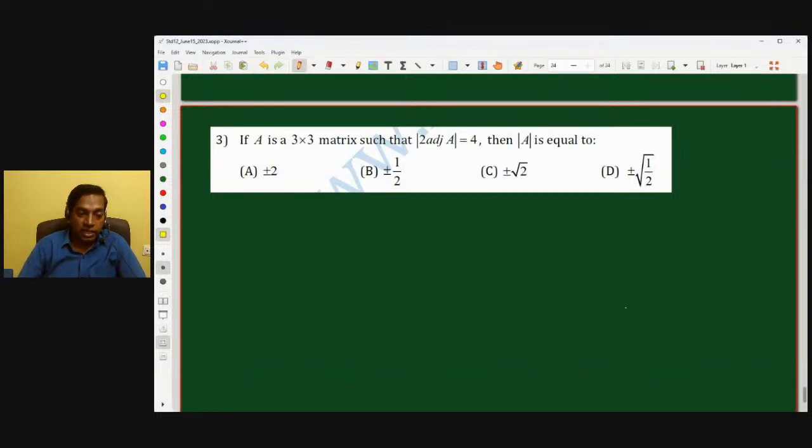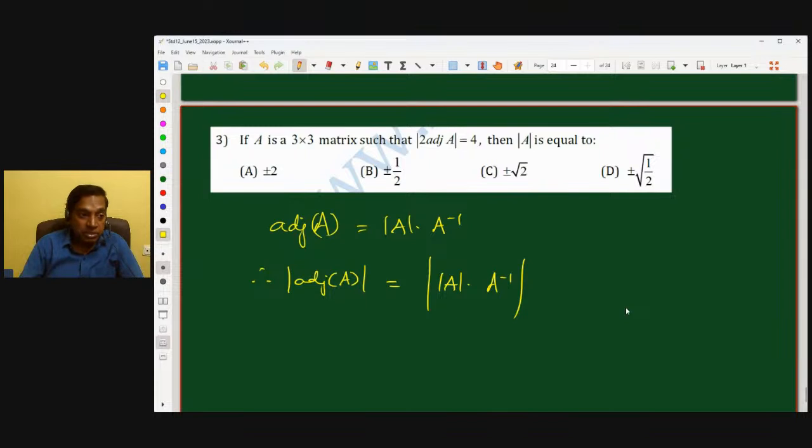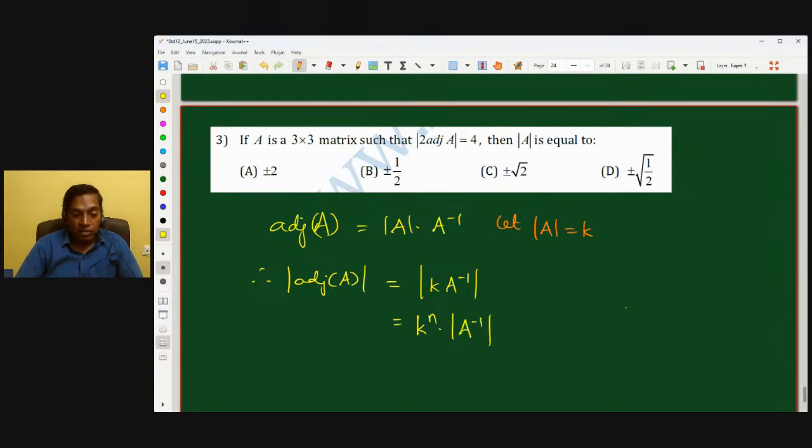Okay. Then what is determinant A? See, I didn't give determinant. First, we know A adjoint A is determinant A times A inverse. Correct? Therefore, determinant of adjoint A is determinant of determinant A times A inverse. Remember, determinant A is a number. It's like a K. Let determinant A be equal to K. It is basically determinant of K A inverse. This is K power n times determinant of A inverse. So determinant of adjoint A is K power n times determinant of A inverse.